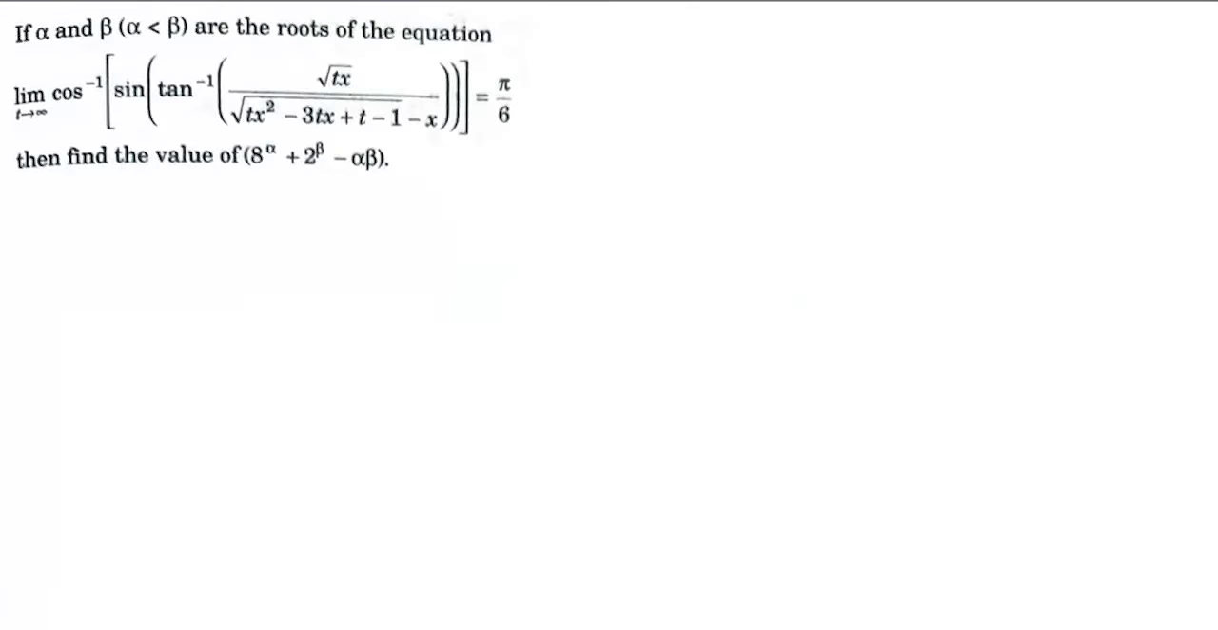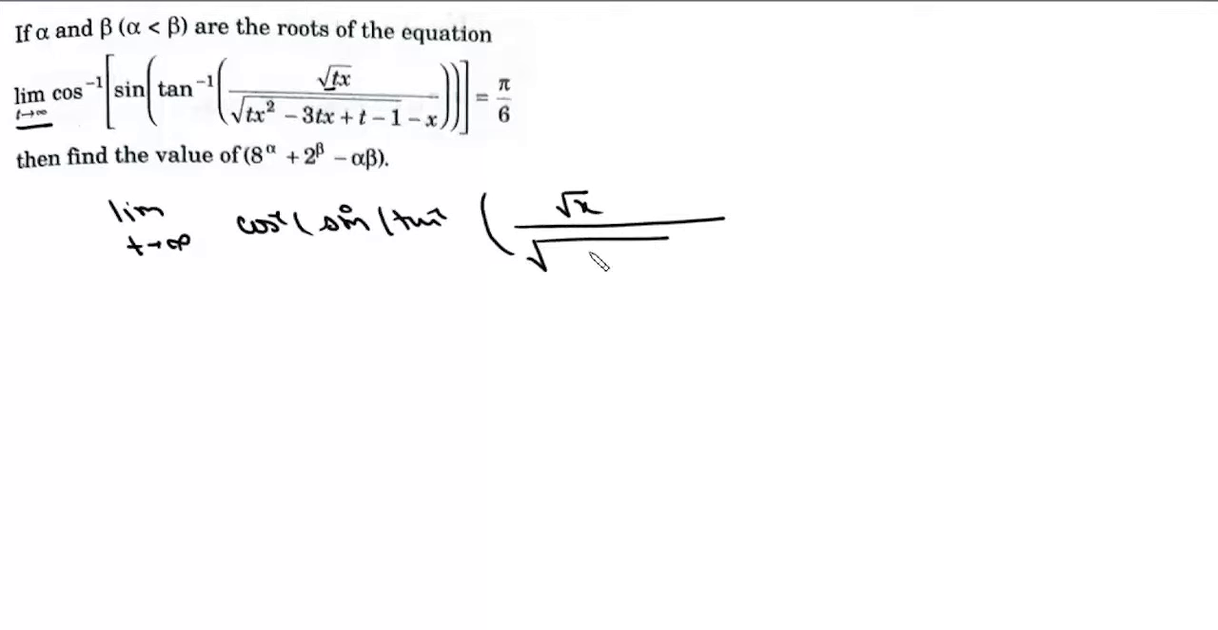Now here the question is, if alpha and beta are roots of this equation, then find the value of 8 to the power alpha plus 2 to the power beta minus alpha beta. Now this is infinite limit. So the highest power of t in the numerator is t to the power 1 by 2, and in the denominator also it is t to the power 1 by 2. If we cancel it, we can write this as limit t tends to infinite cos inverse sine tan inverse, and here we'll get this as under root x upon x square minus 3x plus 1 minus 1 upon t minus x upon under root t, and this is equal to pi by 6.